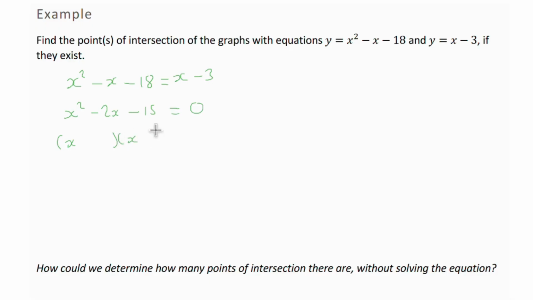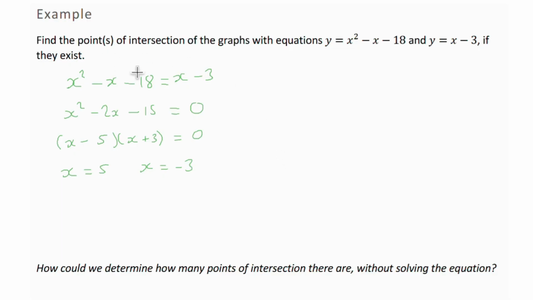which we can attempt to factorize. Multiply to give minus 15, going to be 3 and 5. And add to give minus 2 means it's going to be minus 5 and plus 3, which means our solutions are when x is equal to 5 and x is equal to negative 3.